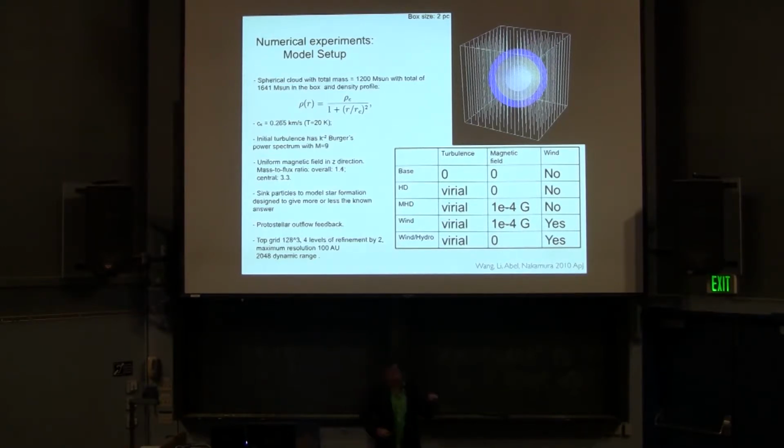Then we said, okay, we've already observed the magnetic field strength in molecular clouds. Let's also put that one in. Don't invent a lot of parameters.